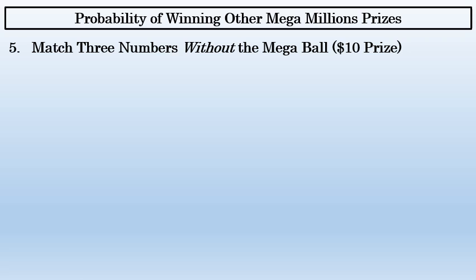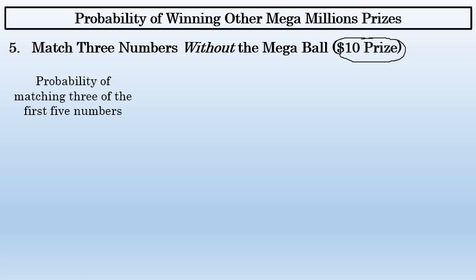At this point, the prizes are getting a lot smaller. Matching 3 numbers without the mega ball is only a $10 prize. To determine the probability of winning this, we'll determine the probability of matching 3 out of the first 5 numbers, something that we just computed. We just figured out that was 20,800 out of the 12,103,014 ways that those first 5 numbers can be drawn.